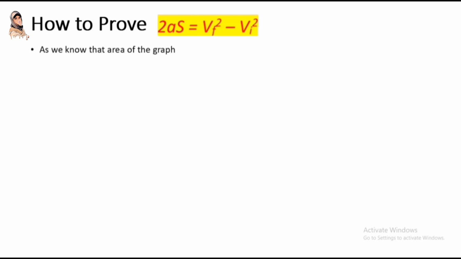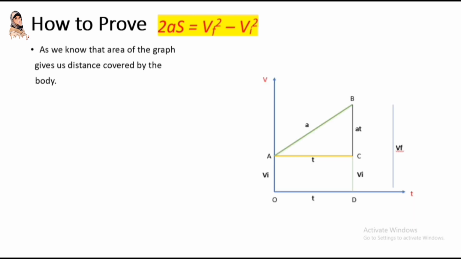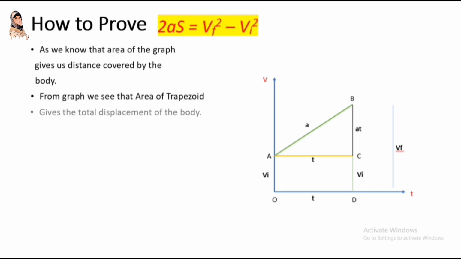As we know, the area of the graph gives us the distance covered by the body. Well students, to prove the third equation of motion, draw a speed-time graph. If you want to know how to draw this graph, then the link is in the description. From the graph, we can see that the area of the trapezoid gives the total displacement of the body.